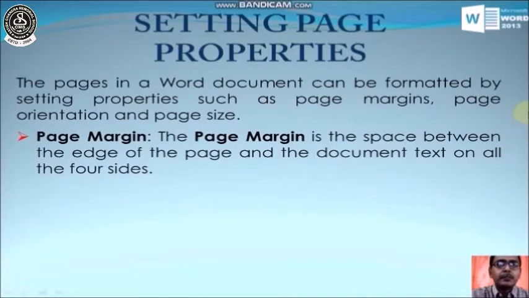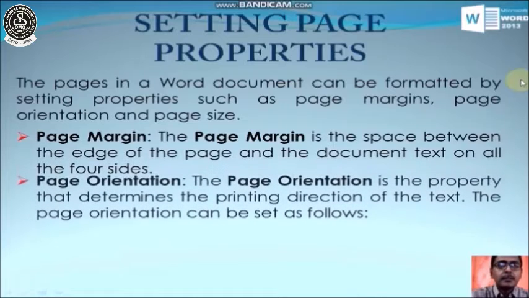First, page margin. The page margin is a space between the edge of the page and the document text on all the four sides. Here you can see from the top edge, the first line, this is your top margin. From the left edge, the first character is the left margin. From the right edge to the last letter is your right margin. Similarly, after the last line to the edge of the page. So these four margins are there: top, bottom, left and right.